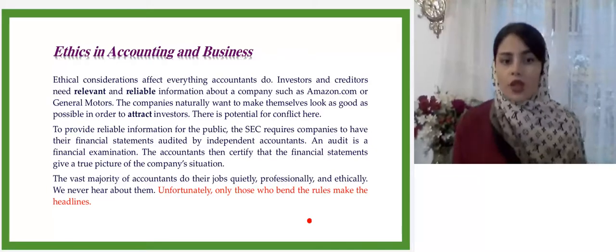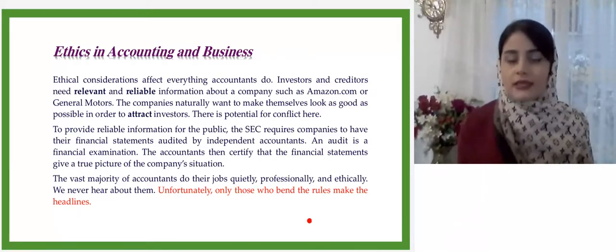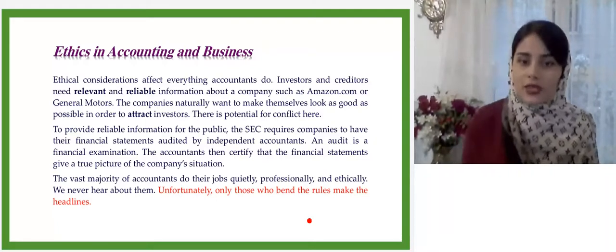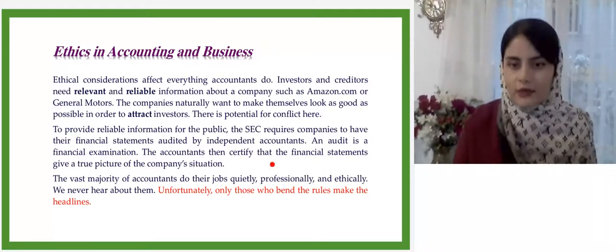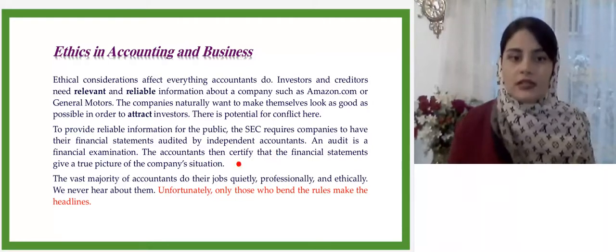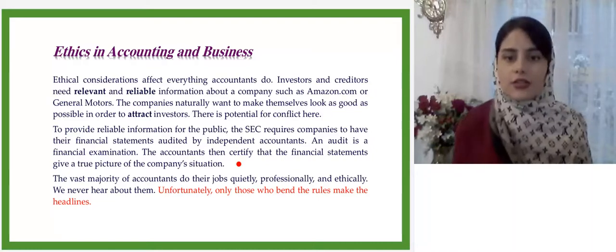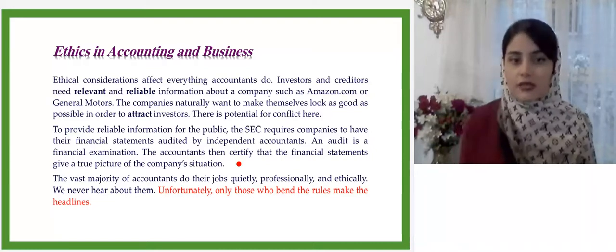To provide reliable information for the public, the SEC requires companies to have their financial statements audited by independent accountants. An audit is a financial examination. The accountants then certify that the financial statements give a true picture of the company's situation.